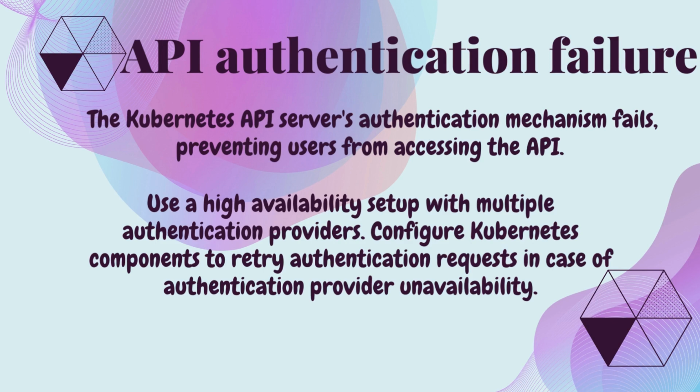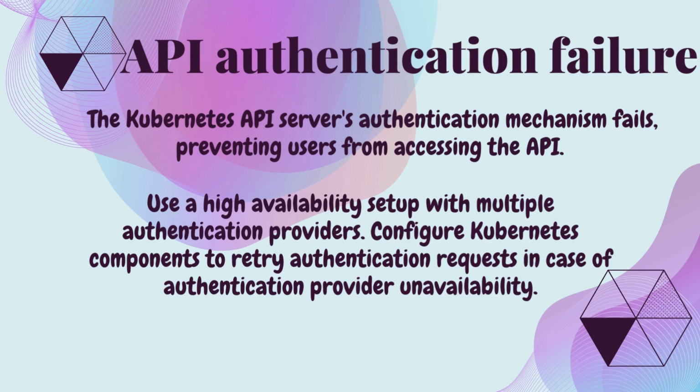To access that particular API or object, they use a certain mechanism inside Kubernetes. I will talk about this specifically in the next video. And if that authentication completely fails, there will be an issue. You cannot deploy a pod, you cannot access a pod, you cannot delete it, or you cannot make a change to the deployment spec, and all those things will be affected, right? So you have to use a high availability setup for multiple authentication providers.